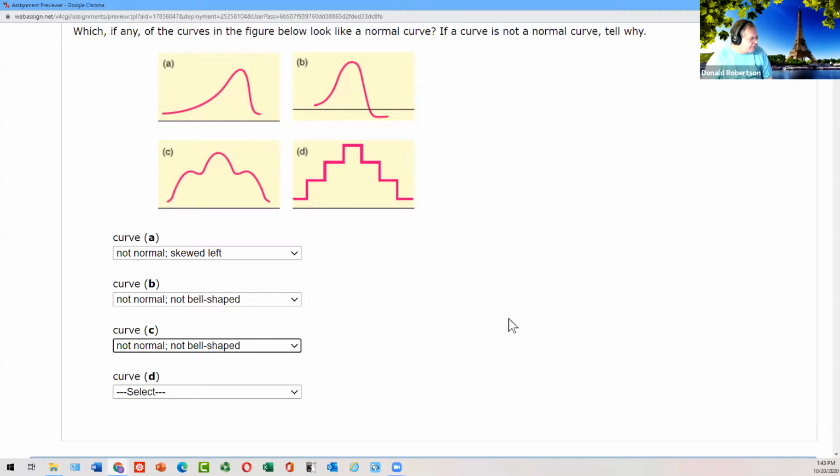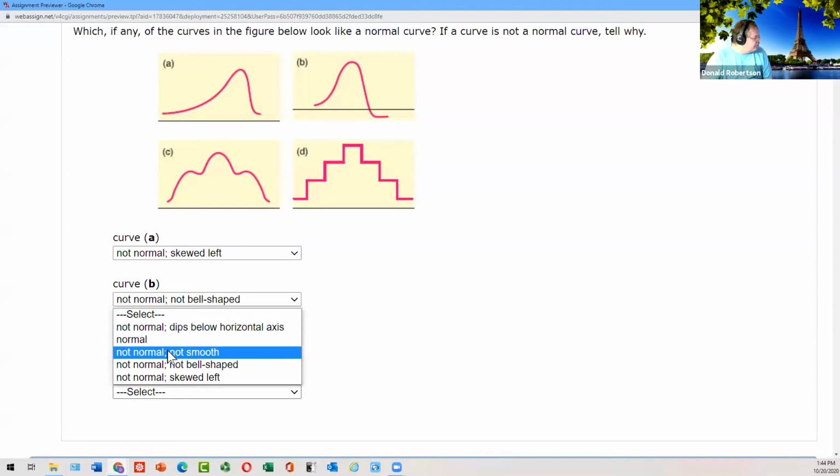And you might think, wait a minute, that's made up of straight lines. It doesn't really matter that it's made up of straight lines. Has it got one hill right in the middle? Yep. Does it roughly go down equally on both sides so it's not skewed in any way? Yep. That makes it normal.